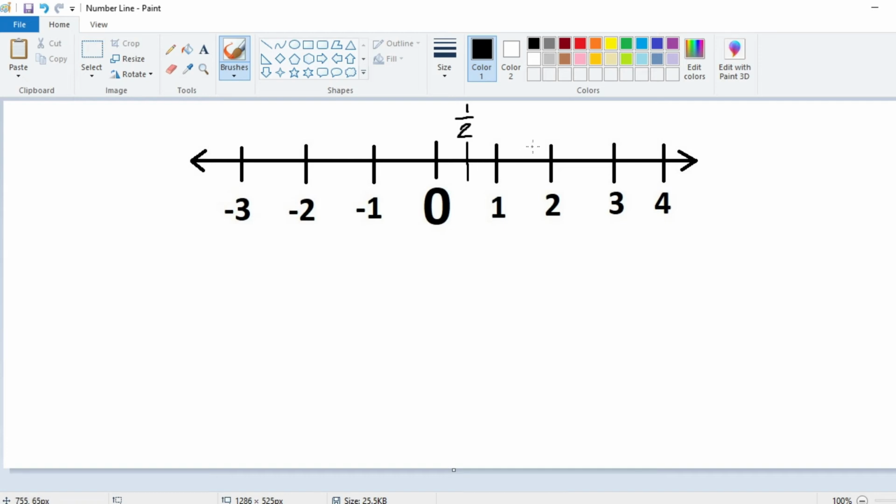The next number is 1. The next number is 2. The next number is 3. And the next number is 4. Is there any other way to represent the number 4? Of course there are. There are several ways. Here's one.